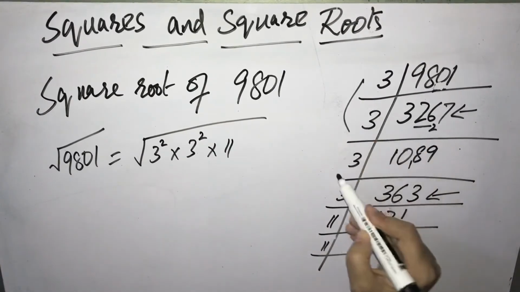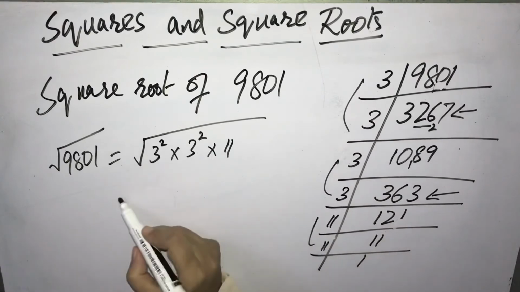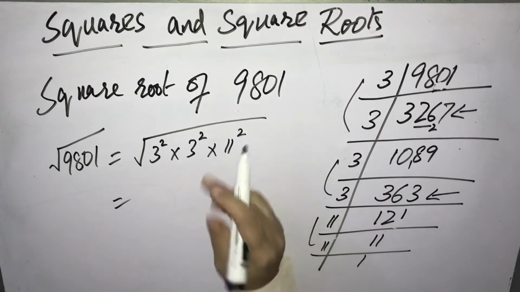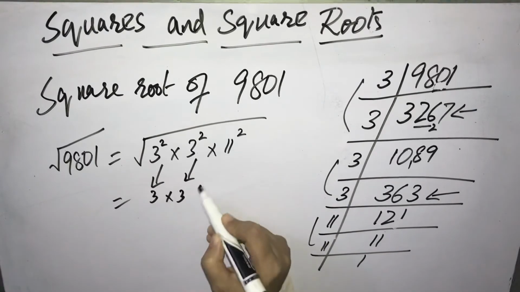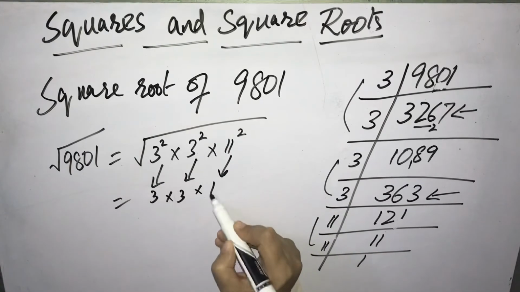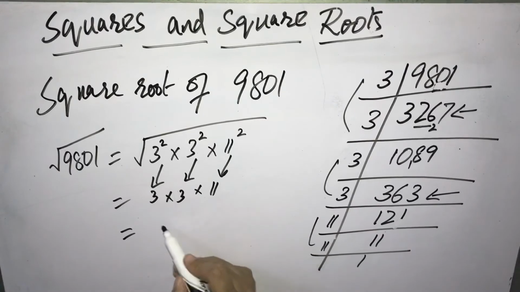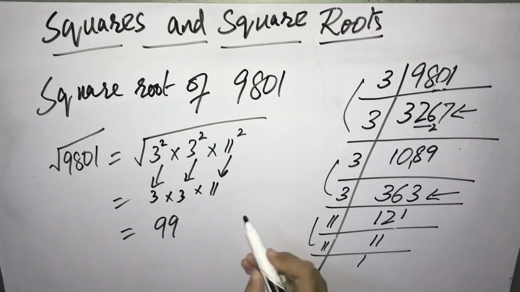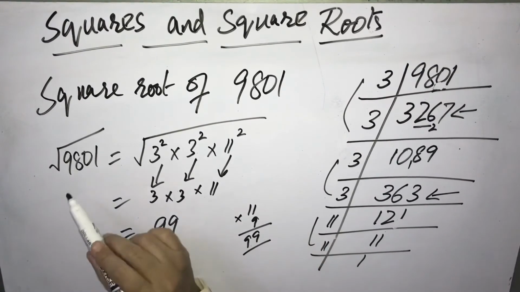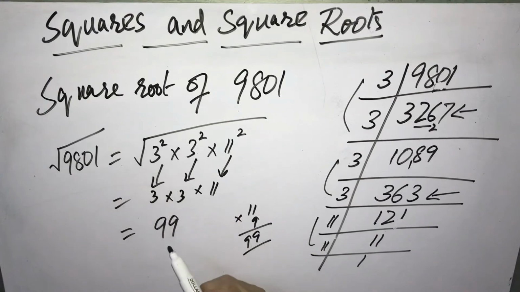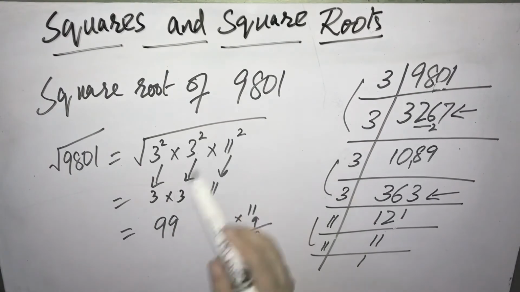You can see 11 power 2, 1 3 from here, 1 3 from here, and 1 11 from here. 3 3s are 9, 9 11s are 99. 9 ones are 9, 9 ones are 9. So the square root of 9801 is 99, or in other words 99 square is 9801.